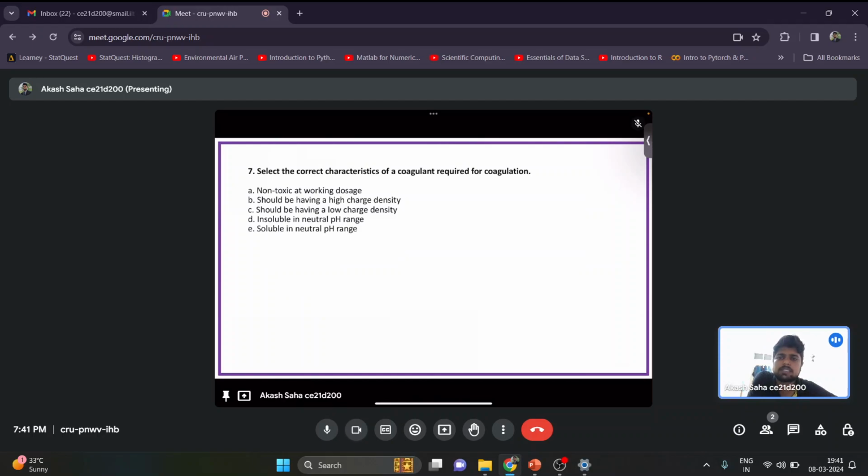It says select the correct characteristics of a molecule. We have some characteristics for the molecule: whether it should be non-toxic at working dosage, should have high charge density, should have low charge density, insoluble in neutral pH range, or soluble in neutral pH range. These are the characteristics given to find the correct one from the question.